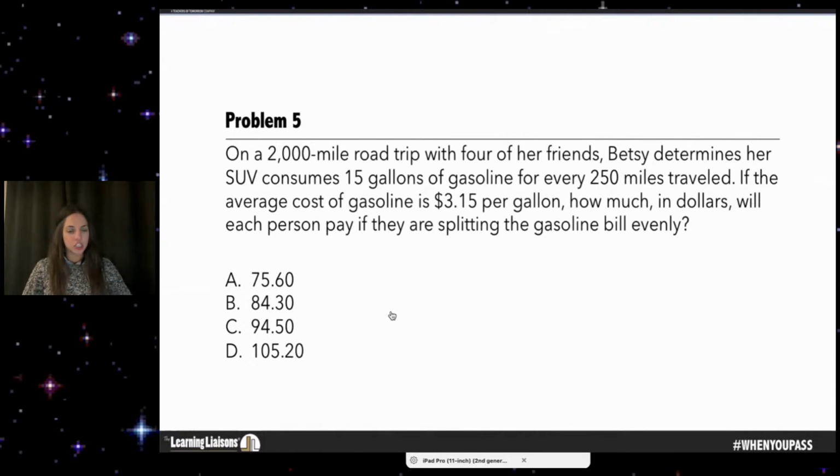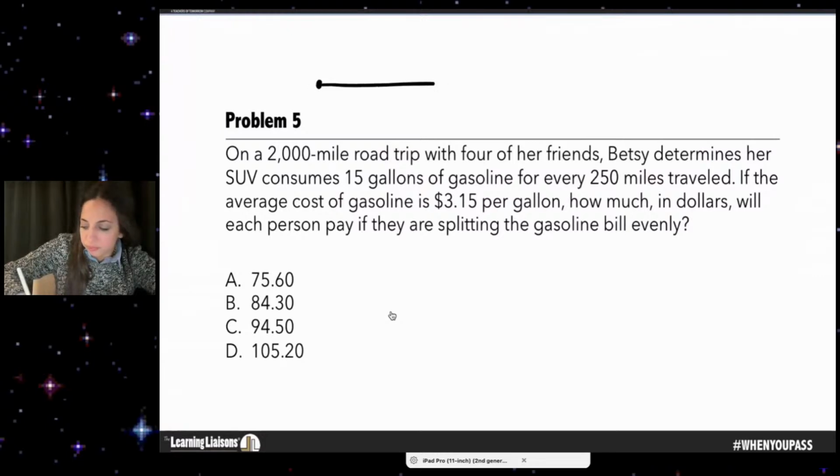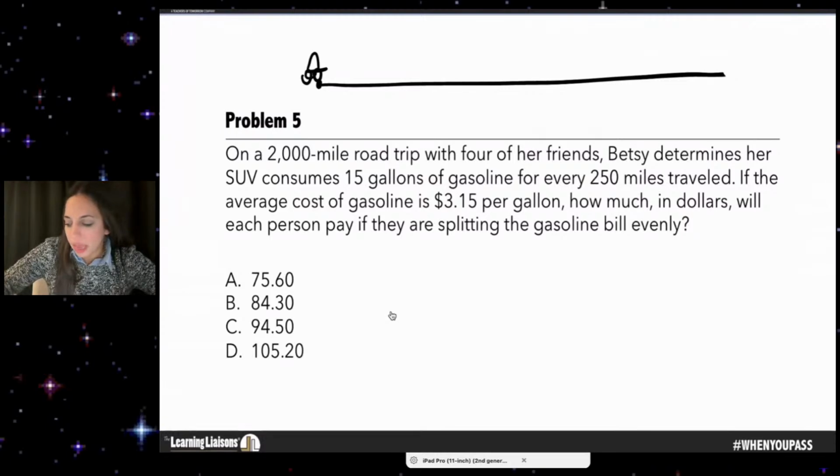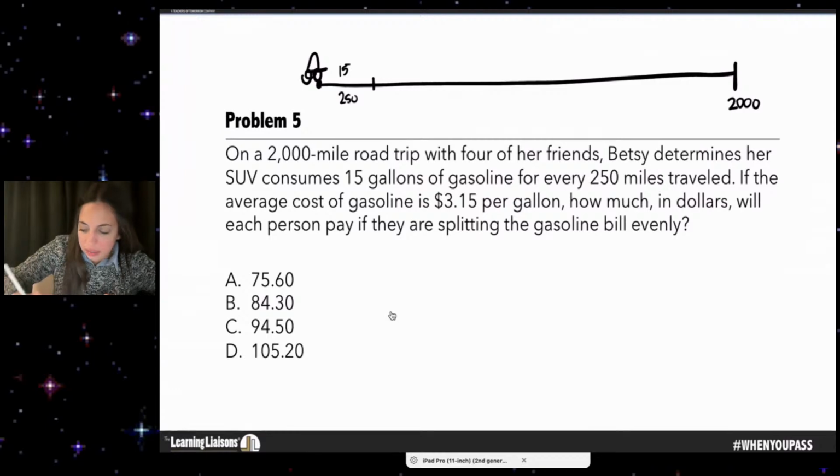All right, so they're on this 2,000-mile road trip with 4 friends. Betsy determines that her SUV consumes 15 gallons of gas for every 250 miles traveled. So if this is my road, there's my car, and this is the 2,000-mile mark, right? Every 250 miles they travel, they use 15 gallons of gas, okay?